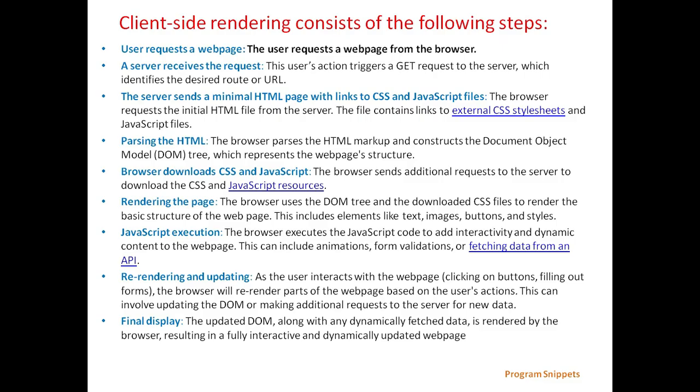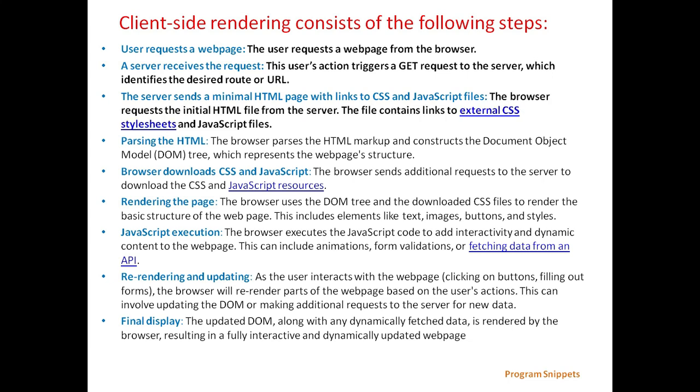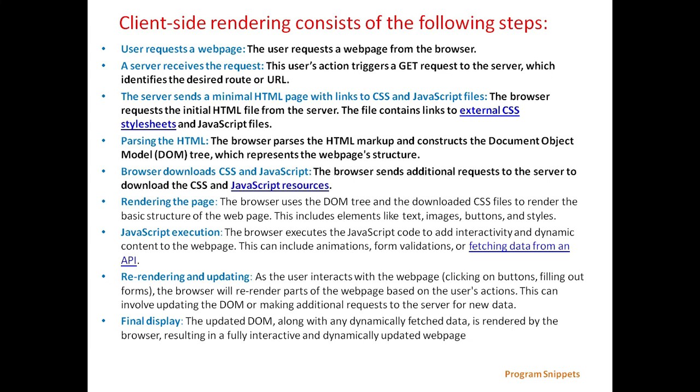First, the user requests a web page from the browser. This user action triggers a GET request to the server, which identifies the desired route or URL. Then the browser requests the initial HTML file from the server. This file contains links to the external CSS style sheets and JavaScript files. Then the browser parses the HTML markup and constructs the Document Object Model tree, which represents the web page structure. Then the browser sends additional requests to the server to download the CSS and JavaScript resources.